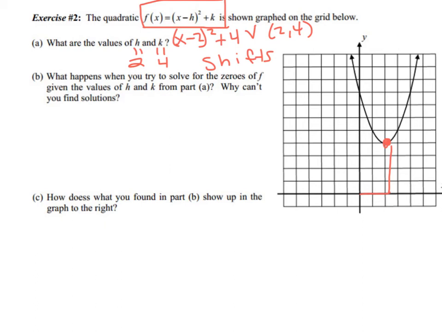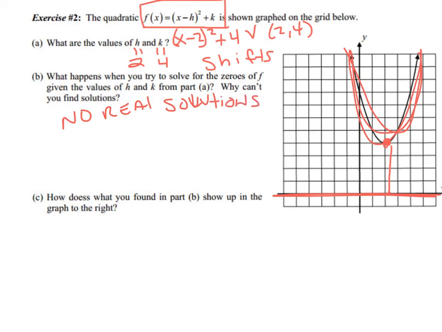Now, part B says, what happens when you try to solve for the zeros of f given these values of h and k from part A, and why can't you find them? Take a look here, guys. Here's the x-axis. Does this parabola ever come down and hit it? No. So I have no real solutions, because it does not hit the x-axis. So, no solutions: y does not hit the x-axis. Intersect, if you want, it's the better math word.